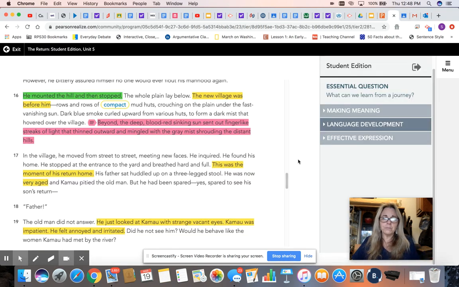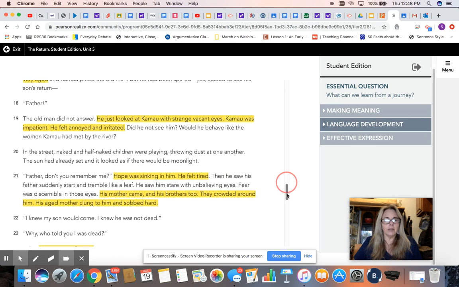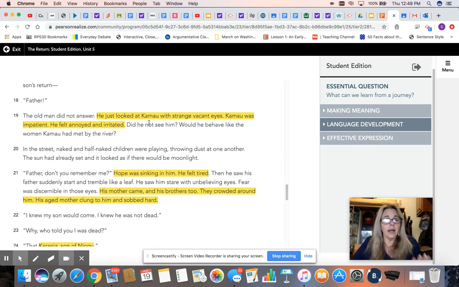All right. Now, this was the moment of his return. Again, this is like suspense, and we want to see what happens. The first reaction was not what we expected. He expected those women to recognize him, and they did not. Now we're meeting the dad. Notice the details here. Strange, vacant eyes. Camus was feeling impatient and annoyed and irritated. These details indicate to us that his dad really didn't see him. He asked this question, did he not see me? So we can infer that they don't know him. Either they have forgotten him or something's going on.